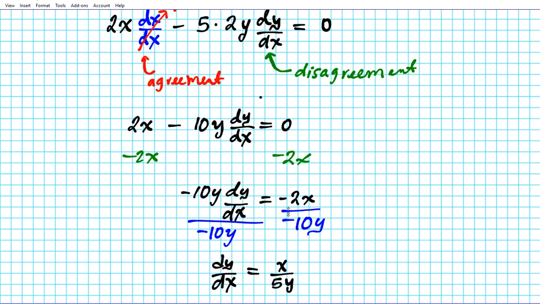Okay, because the minuses divide out, and then 2 goes into 10 5 times. And ladies and gentlemen, that's the derivative of y with respect to x for the equation in question number 1. All right, let's go ahead and try another example.